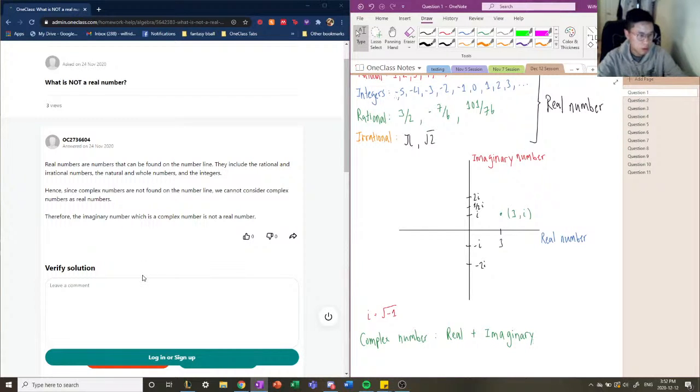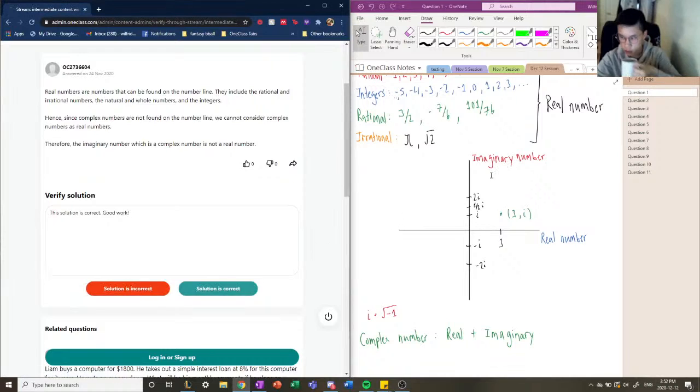So the junior tutor wrote, real numbers are numbers that can be found in a number line. They include the rational and irrational numbers, the natural and whole numbers, and the integers. Hence, since complex numbers are not found in a number line, we cannot consider complex numbers as real numbers. Therefore, the imaginary number, which is a complex number, is not a real number. So this solution is correct. And for the rest of the lesson, we'll be tackling how to work around these imaginary and complex numbers, okay?